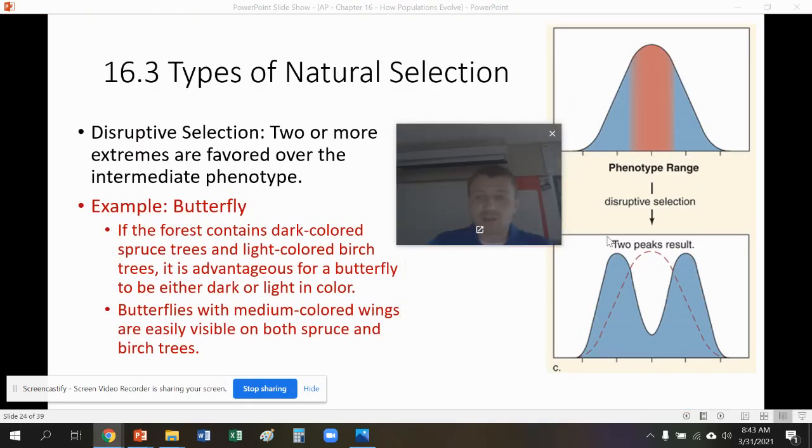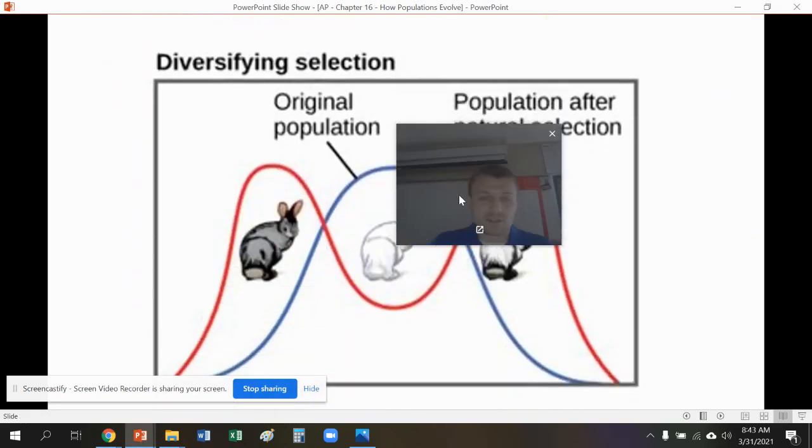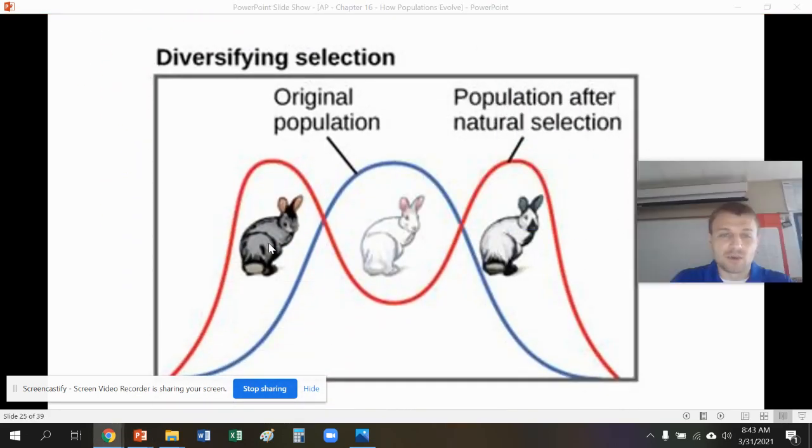All right, our last one is disruptive. This is when the two outsides are actually selected for and the inside is selected against. So over time, you're going to get these two peaks. In this butterfly population, it's very advantageous to be very light or very dark, not in the middle. And you can see, I'm going to show you in this example, again, it's better to be very light or very dark, not in the middle, because whatever the environment is, it's better to have dark fur here or light fur, but not in the middle.